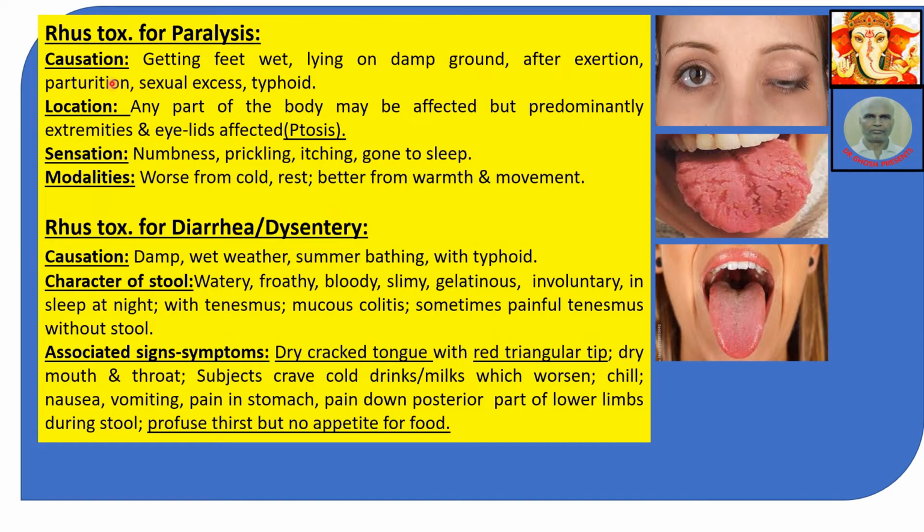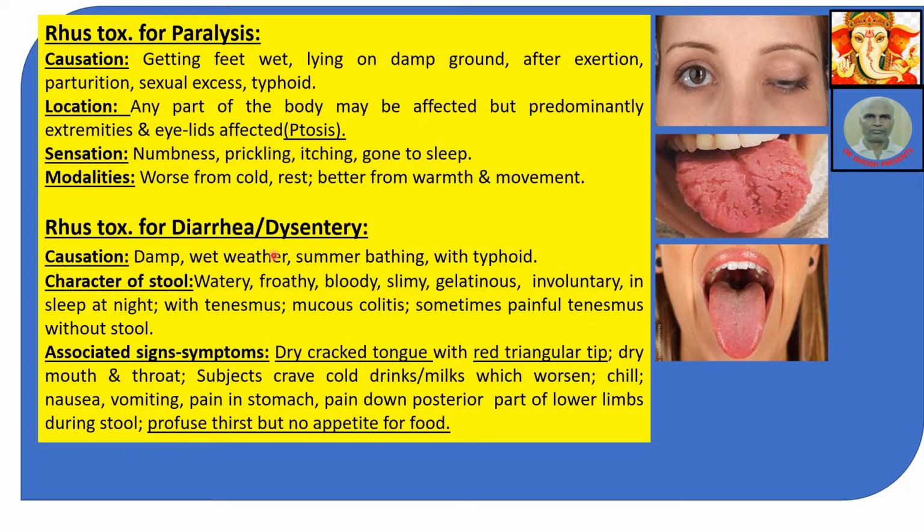Rhus Tox for paralysis. Causation: getting feet wet, lying on damp ground after exertion, parturition, that is childbirth, sexual excess, typhoid. Location: any part of the body may be affected, but predominantly extremities and eyelids. Paralysis of the eyelids is technically called ptosis. Sensation: numbness, prickling, itching, gone to sleep. Modalities: worse from cold, rest; better from warmth, movement. If you apply a warm, dry fomentation, it will give you some relief.